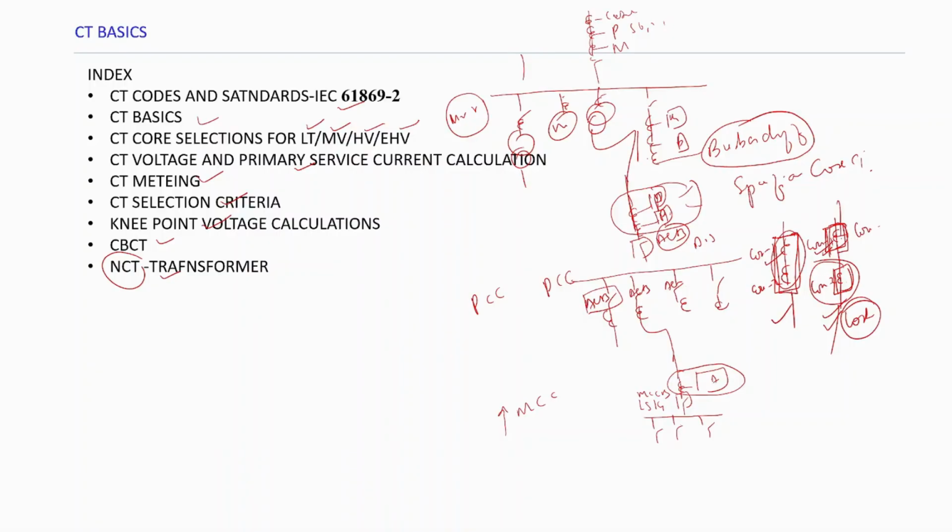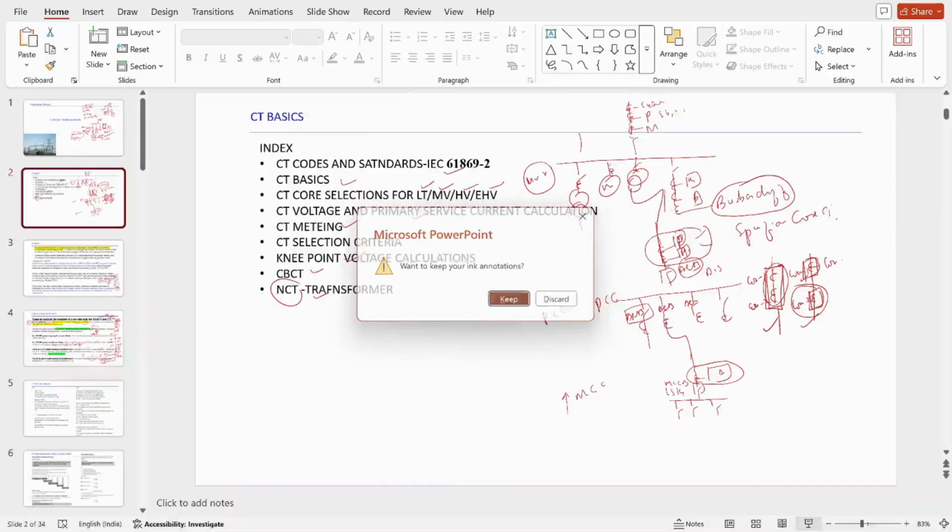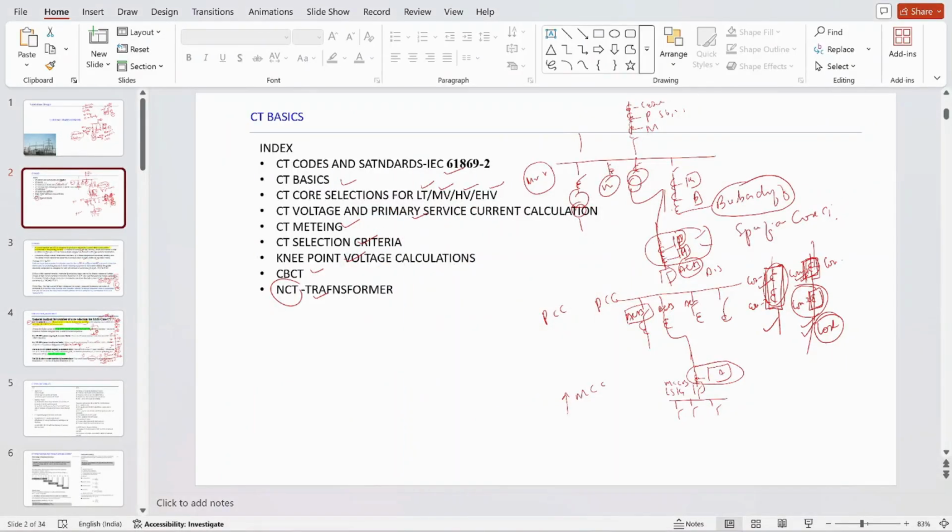Starting from the MV, MCC, TCC, MV, HV, all SLDs we will be able to discuss. After that, I will give you one exercise to make an SLD on your own, because most of the calculations have been completed. Now I have prepared one Excel sheet.